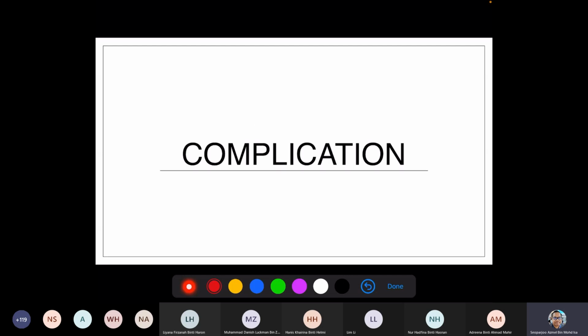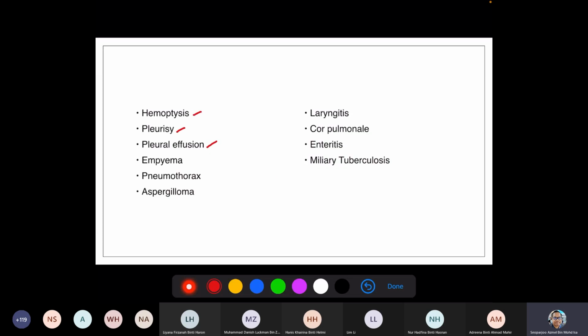All right. Apart from that, we need to understand the TB complications first before we go into the pathology part of pulmonary tuberculosis. The most common complications that can occur for this patient, as I mentioned in these slides, are hemoptysis, pleurisy, pleural effusions, empyema, pneumothorax, aspergilloma, laryngitis, cor pulmonale, enteritis, and miliary tuberculosis. These are the most common complications for a person with pulmonary tuberculosis.